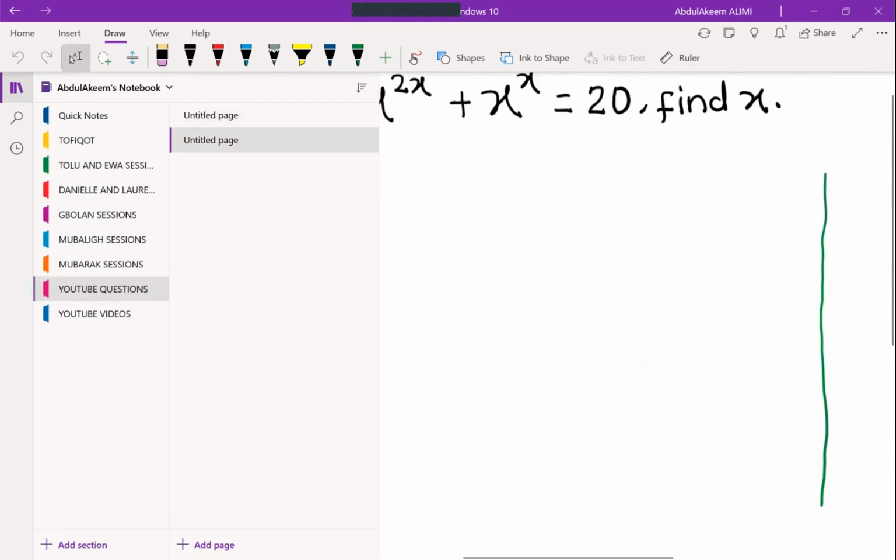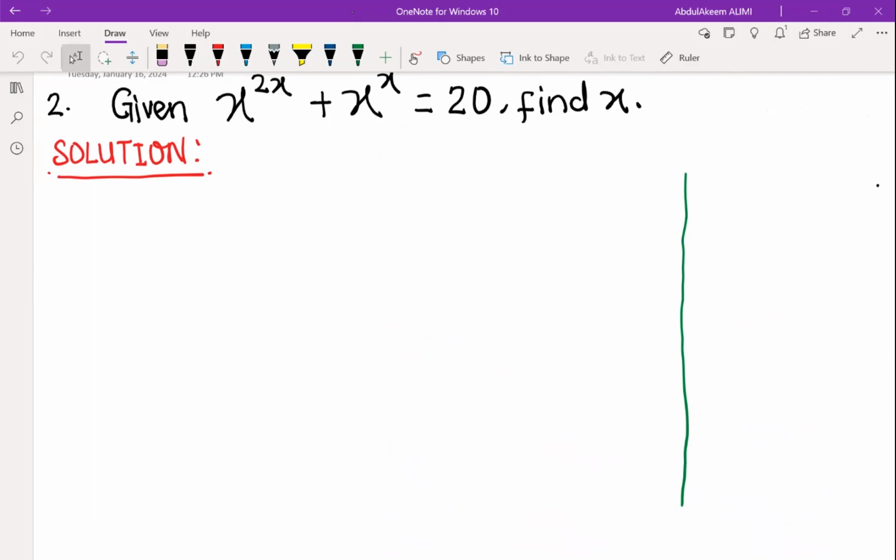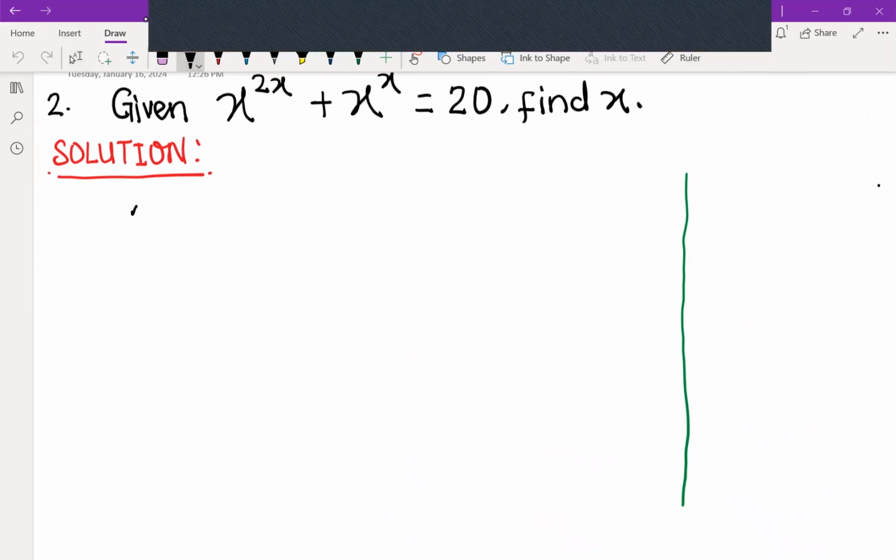So let's look at another question here. Given that x raised to power 2x plus x raised to power x equals 20, find x. What do I do here now? The first thing I'm going to do is write out my equation. That's x raised to power 2x plus x raised to power x equals 20.